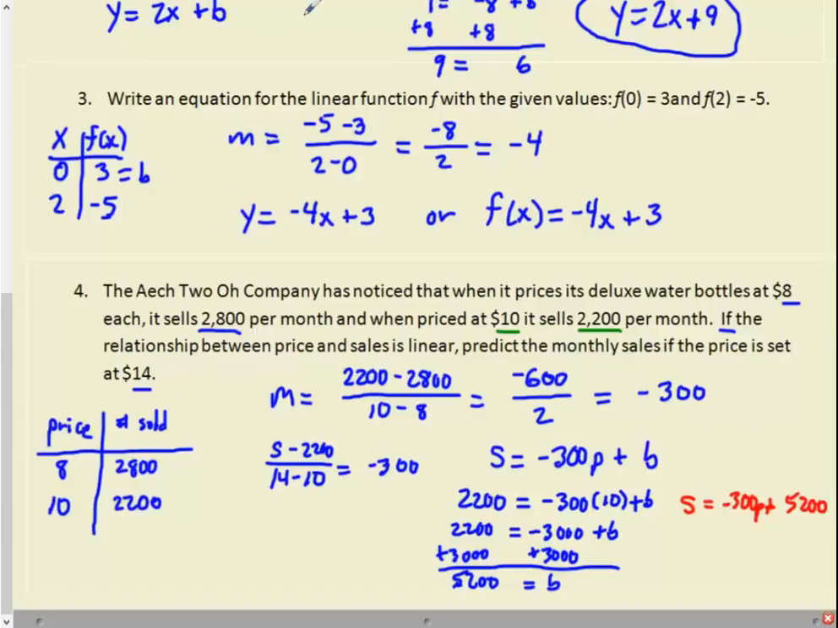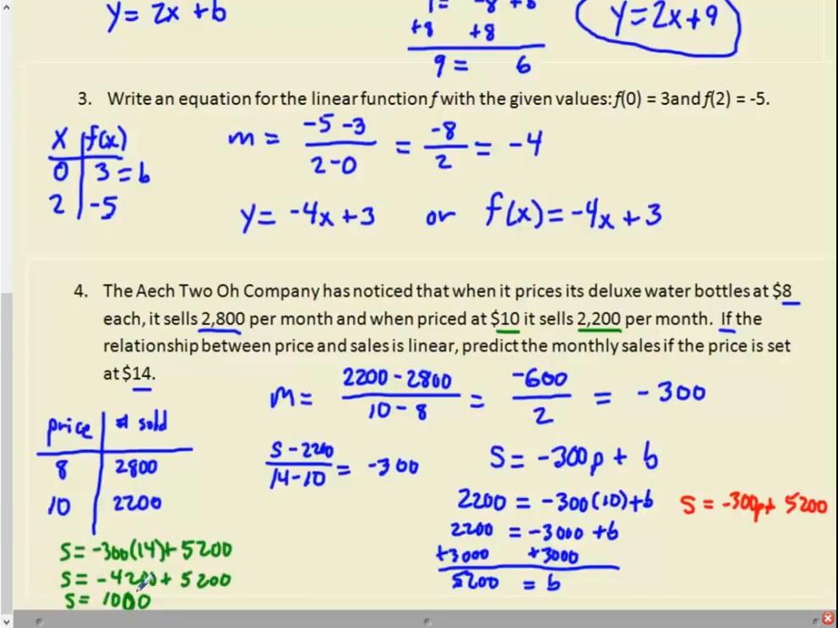So let me write that over here. Sales will equal negative 300 times the price of 14 plus 5,200. Negative 300 times 14 would give us negative 4,200, plus 5,200, or in other words, the sales would equal 1,000. And so if this relationship is linear, then if we raise the price all the way to $14 per bottle, the sales are going to go down to 1,000.